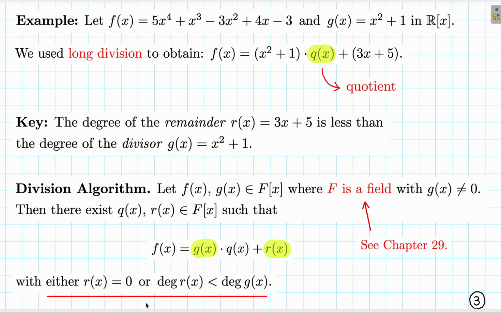And the reason why we break this up into these two cases is because the zero polynomial has undefined degree. So we have to treat it separately and say, well, either the remainder is 0, or if it's not, then we can talk about its degree. Then its degree must be strictly less than the degree of the divisor. And so that's the essence of the division algorithm.